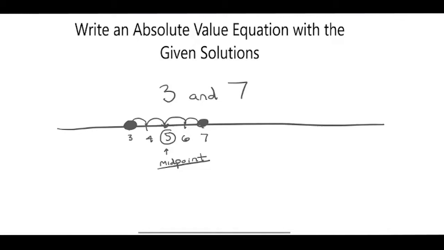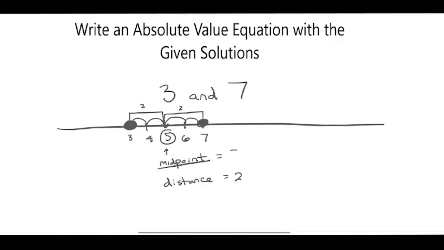All right, now I want to find what is the distance from each point to the midpoint. Well, from 3 to 5, it's 2. And from 7 to 5, it's also 2. So the distance is 2.